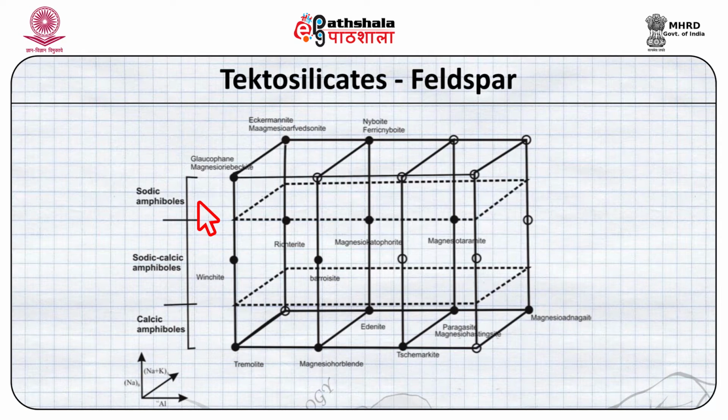For example, along the vertical axis, the lowermost part is calcic amphibole, the intermediate part is sodic-calcic amphibole, and the upper part is sodic amphiboles. In the horizontal axis, you have tremolite, magnesio-hornblende, actinolite, and tschermakite present. Okay. So, this classification again signifies the wide range of amphibole compositions which is present in nature.